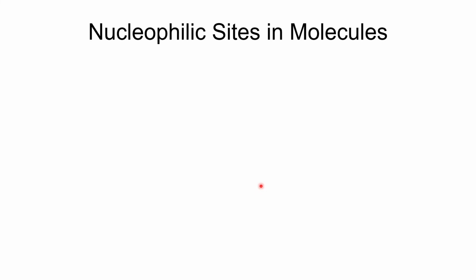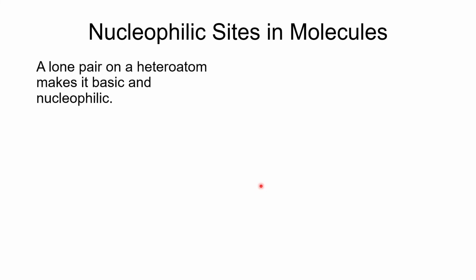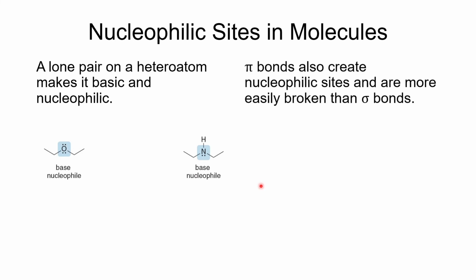When we're looking for nucleophilic sites in molecules, we're looking for lone pairs. Here we've got an ether and an amine, and the lone pairs on there could potentially act like nucleophilic sites. They can also act like basic sites. A little bit later in the semester, we're going to talk about what makes something a good nucleophile versus what makes something a good base. Sometimes they're the same thing and sometimes they're not, but we'll get to that.